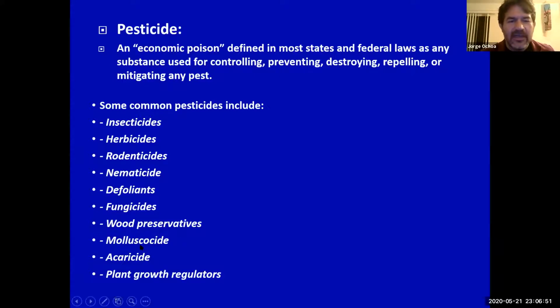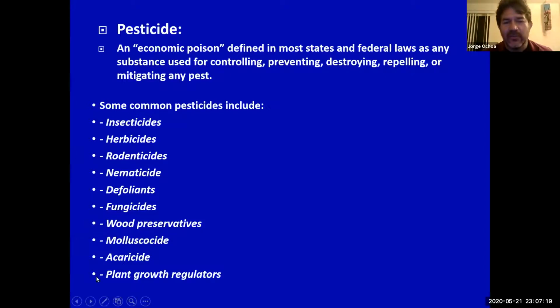We have the wood preservatives, so the wood that is treated for preventing rot would fall under this category. We have the molluscicide, which are the products to control mollusks, mainly snails and slugs. So the Sluggo or Escargo will fall under this category. And then we have the acaricide, which are the products that control acari, which are going to be the mites. Mainly the spider mites will fall into this category.